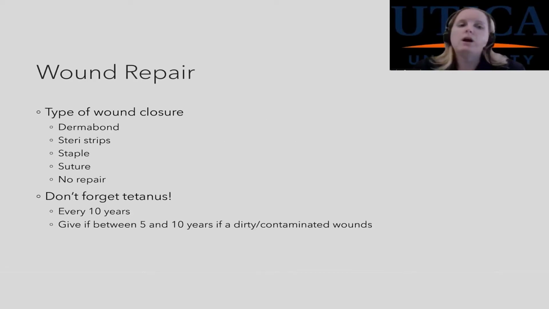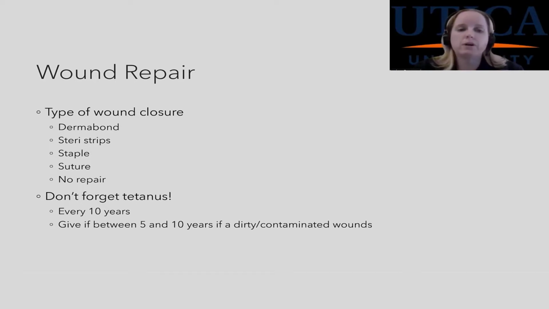Now, wound repair. There are a lot of different types of wound closures out there. These are just some examples, but there are other products on the market. For example, Dermabond is a type of skin glue. There are Steri-Strips, also known as butterfly stitches; you may have heard it called that. You can staple a wound, you can use sutures, and then sometimes you just don't repair wounds at all. You allow them to close by what's called secondary intention. Sometimes you allow wounds to close that way as well.